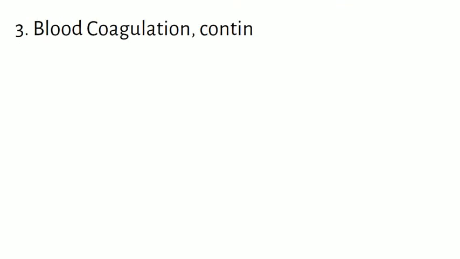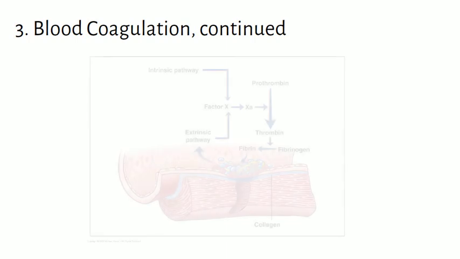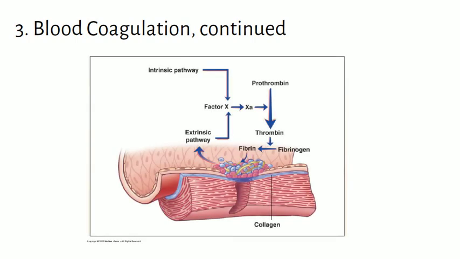To recap the blood coagulation step, clotting is initiated by the extrinsic or intrinsic pathway. Both pathways activate factor 10, which converts prothrombin to thrombin. Thrombin converts fibrinogen to fibrin, which binds the clot together.